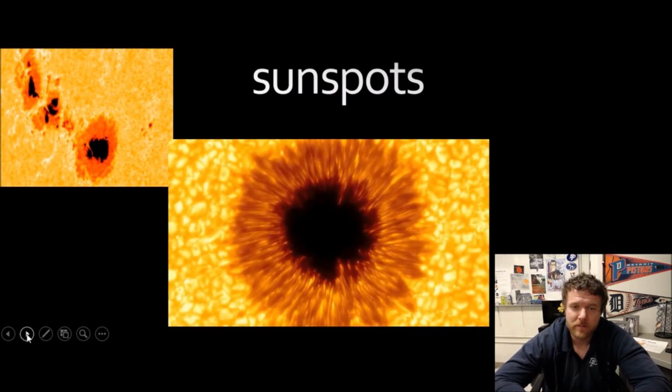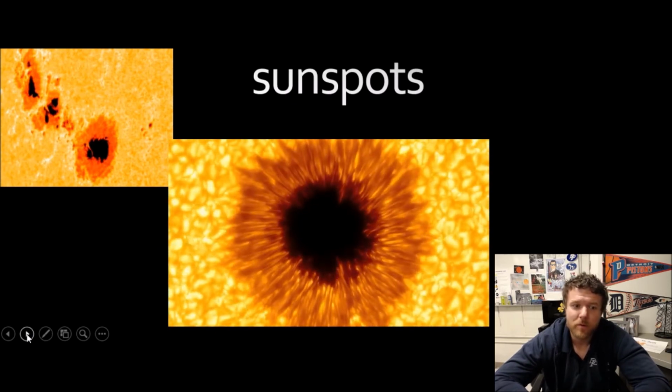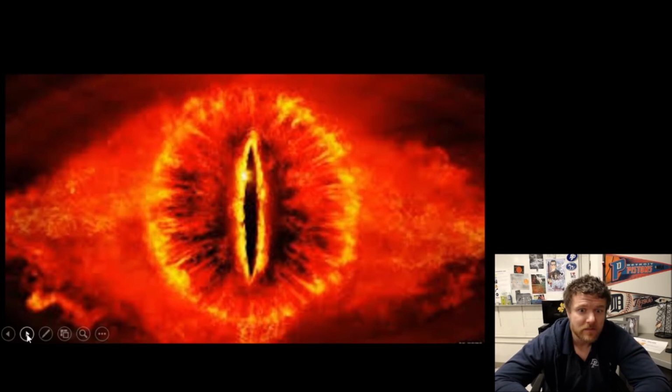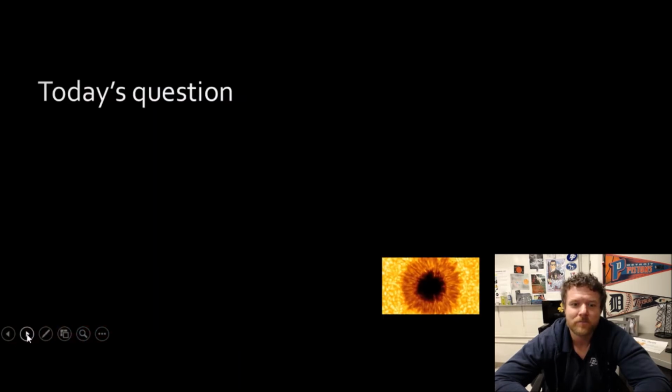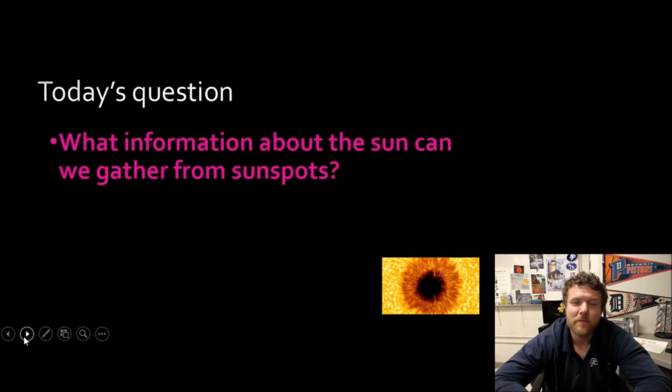Sunspots. We've talked about them a little bit, but I want to go over them a little bit more. To me, sunspots look very much like this. What is this? Some of you may recognize it. That is the Eye of Sauron from Lord of the Rings. But whenever I see a sunspot, that's immediately what pops into my head. So today's question: what information about the sun can we gather from sunspots? From counting them, from measuring them, what can we learn about the sun?